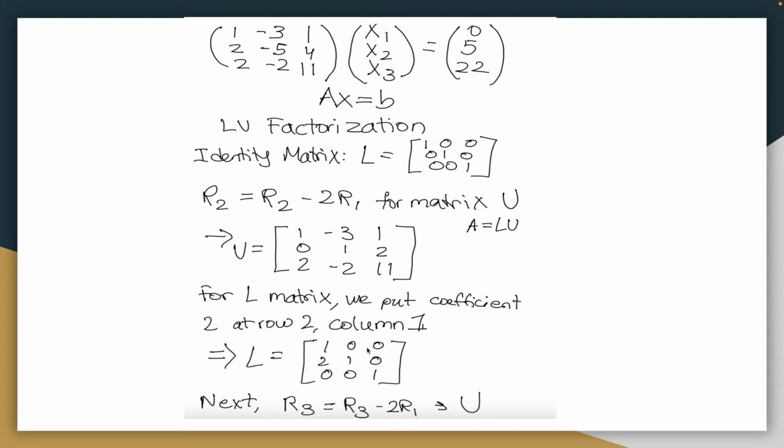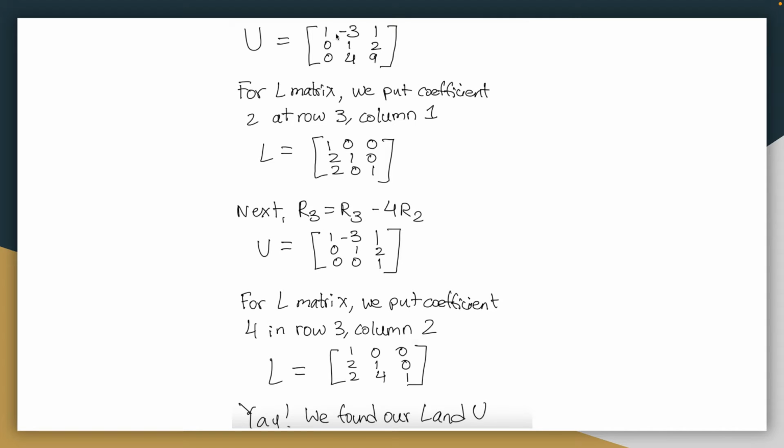So it'll be 1, 0, 0, 2, 1, 0, 0, 0, 1. So next, we do R3 = R3 - 2R1 for the U matrix, which is our upper triangular matrix. Remember that L stands for lower, U stands for upper. Very important. Now, if we take a look at the matrix, U equals 1, -3, 1, 0, 1, 2, 0, 4, 9. If you're seeing a pattern that's trying to develop, we're slowly getting towards our goal here.